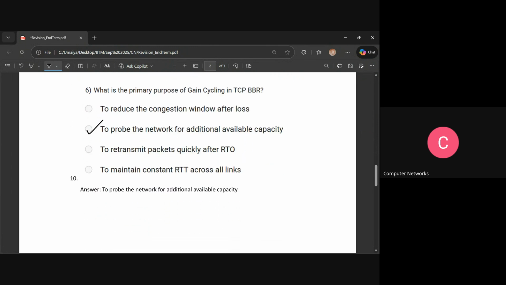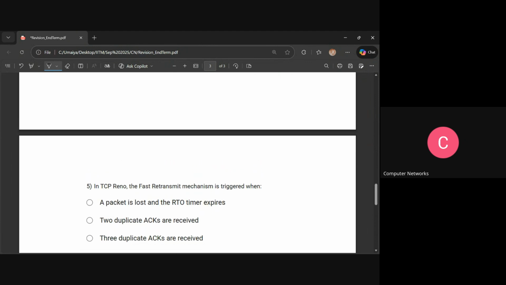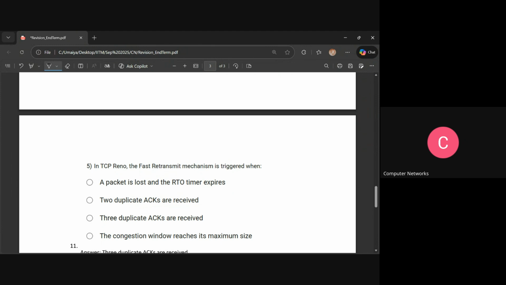And the next question is, in TCP Reno, the fast retransmit mechanism is triggered when? When three duplicate acknowledgements are received. Because the fast retransmit happens whenever the sender receives three duplicate acknowledgements for the same packet, which signals a packet loss. So this will be the answer, of course.